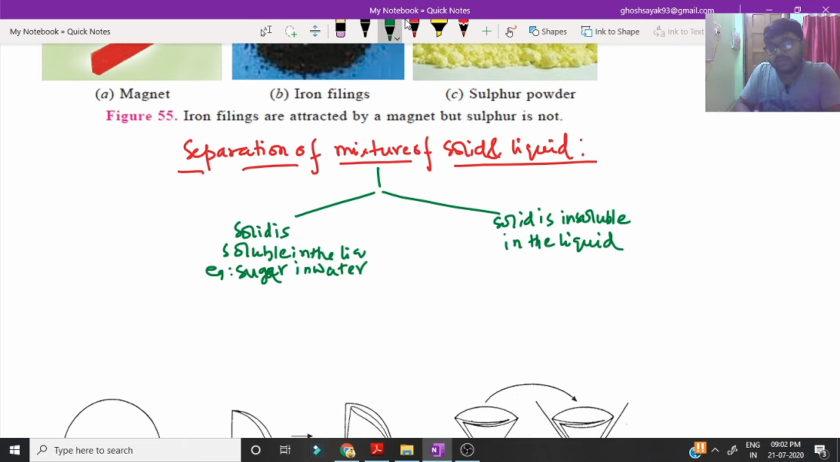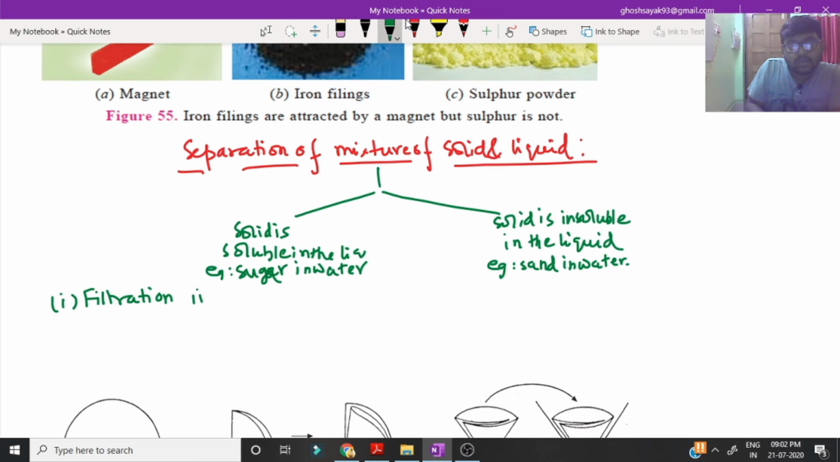Example of the second category: sand in water, right? So now we have to understand how we can separate the mixtures of both the categories, right? There are some methods by which we can do it. The methods are like, number one, filtration.